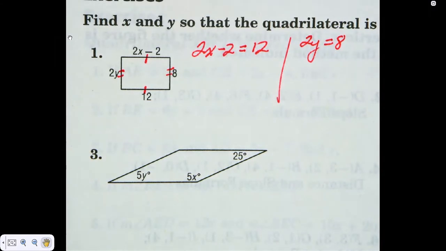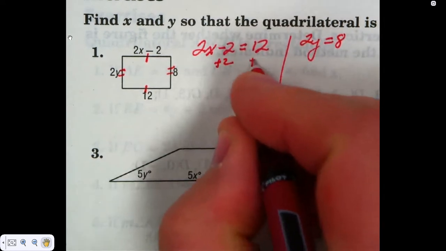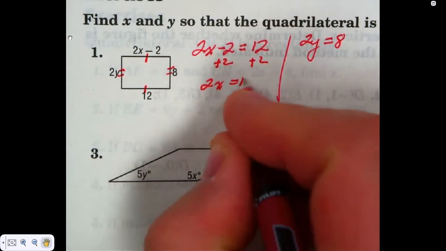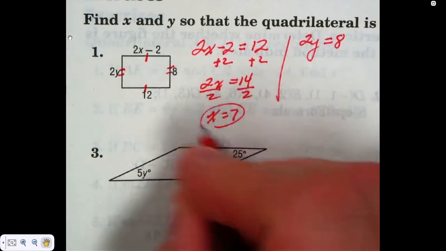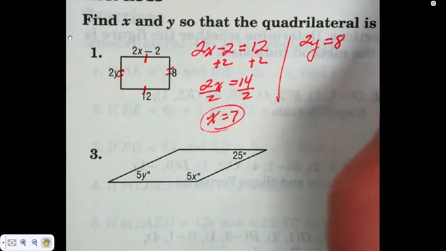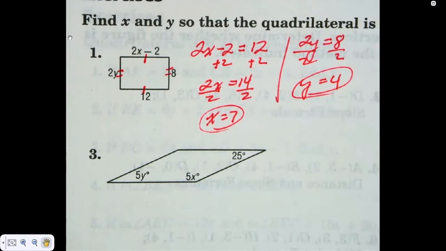Put your phones up. What am I going to do now? Just solve each of them. Add 2 to each side. I get 2x is equal to 14, divide by 2. X is equal to what? 7. Here I'm just going to divide both sides by 2. Y is equal to what? It's not so bad, is it?